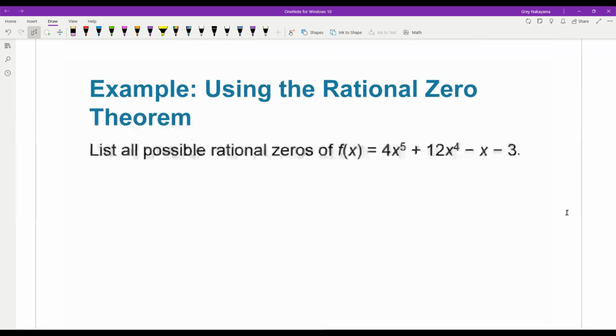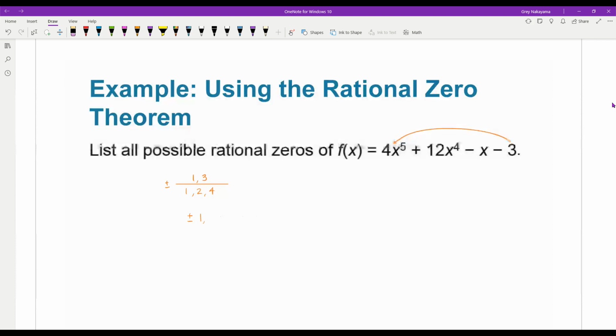List all the possible rational zeros of 4x to the fifth plus 12x to the fourth minus x minus 3. So again, I'm thinking to myself, I've got to put the factors of 3 over the factors of 4. There is always a plus or minus involved. You always have to think about the positive or negative of these possibilities. So first off, the factors of 3 are 1 and 3, and the factors of 4 are 1, 2, and 4. So now I'm going to list all of the possible combinations.